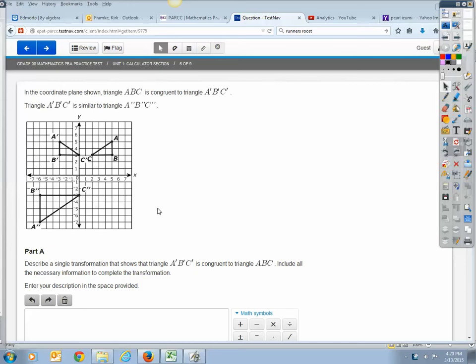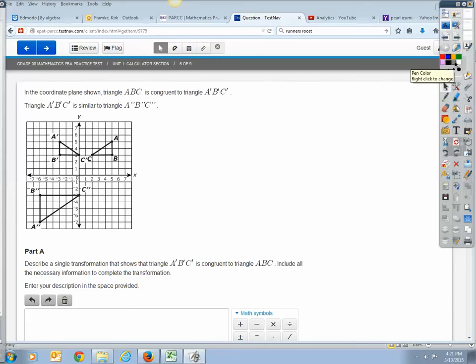So that's the given. And in part A, it says describe a single transformation that shows that triangle A prime, B prime, C prime is congruent to triangle ABC. Include all the necessary information to complete the transformation. All right. So looking at this, they want to prove that it is congruent. And you'll remember that congruent means the same. Same size, same shape, same angles, same everything. And so we want a transformation that will do that.